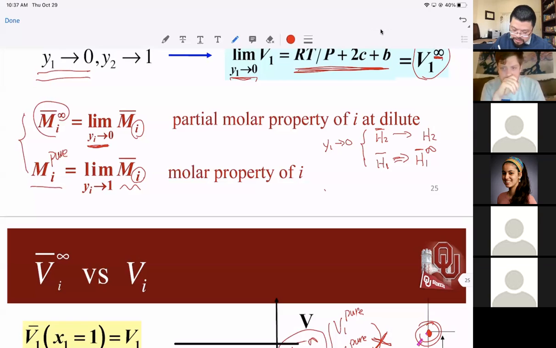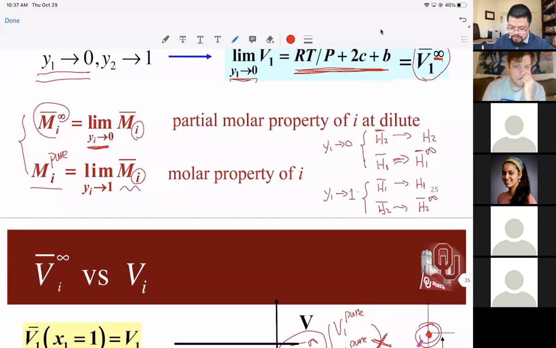So again, if x1 goes to 1, I will also have these two conditions. Now I'm going to have the pure component 1, h1 pure. Then for h2 partial, I'm almost having no h2, so that will make it h2 partial infinity. So we're assuming that the final mixture is mostly component 1, and that component 2 is almost 0, but not really 0 because it's so dilute. There is still some left.